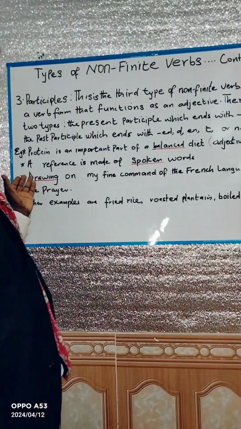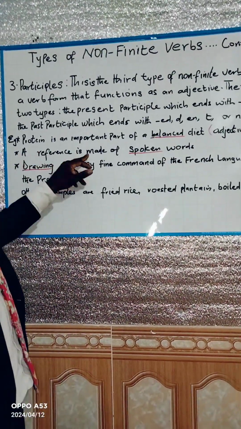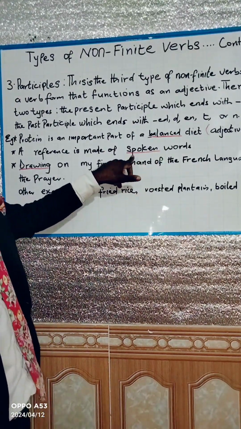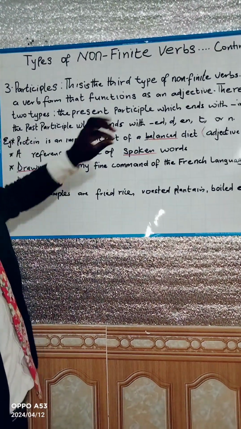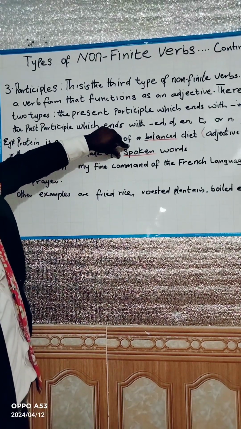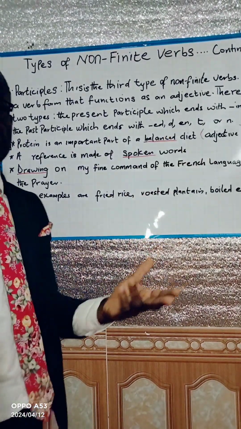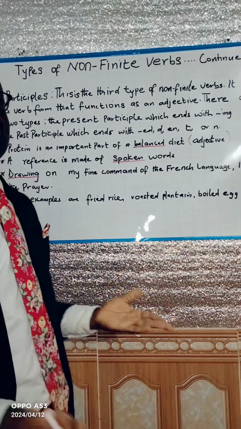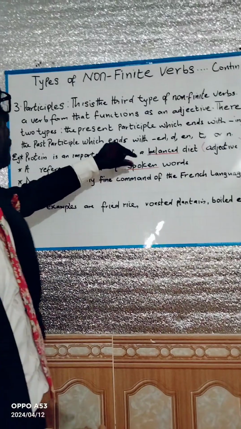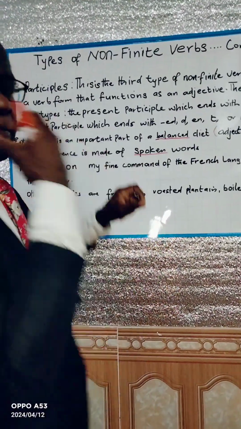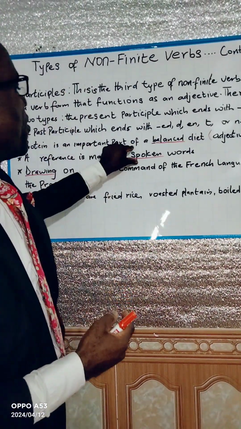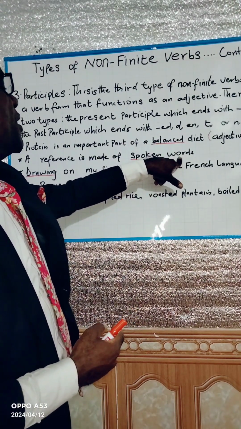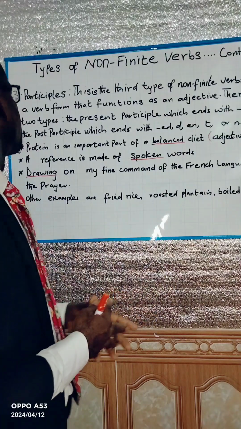The next example is: A reference is made of spoken words. Again, spoken words is a type of word. We know that we have written words and all that, but the type being referred to here is the spoken word. So again, spoken is a participle qualifying the noun word.